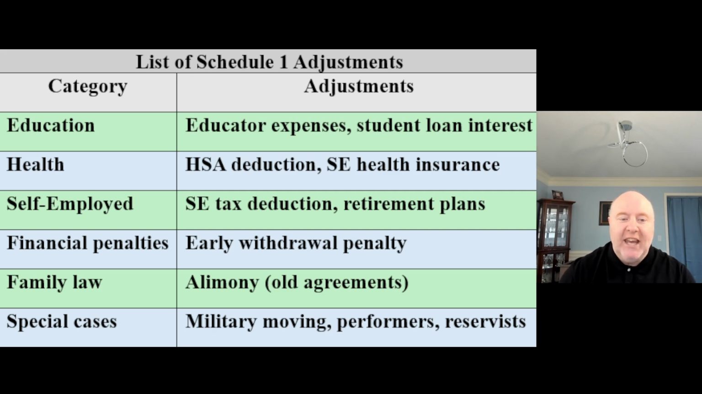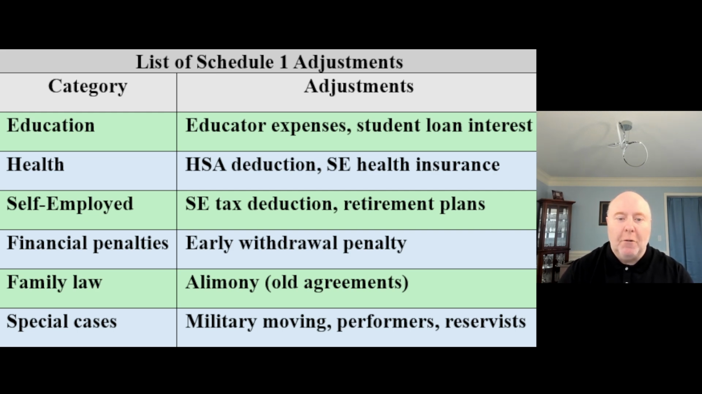We're looking at education. Education is going to be things like student loan interest or K through 12 educator expenses, right? So you have teachers that are paying for things for their classroom. Then you have health. So your HSA deductions are going to be an adjustment that reduces our AGI. And our self-employment health insurance is also going to do that.